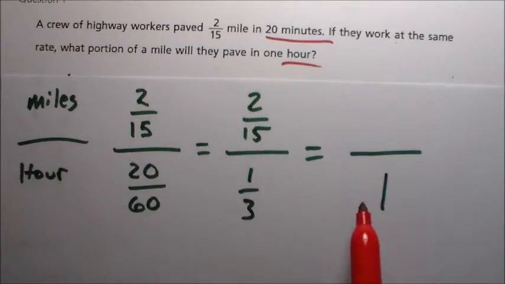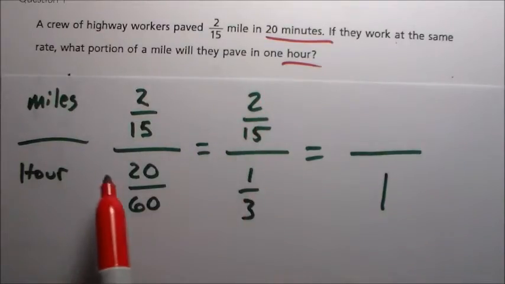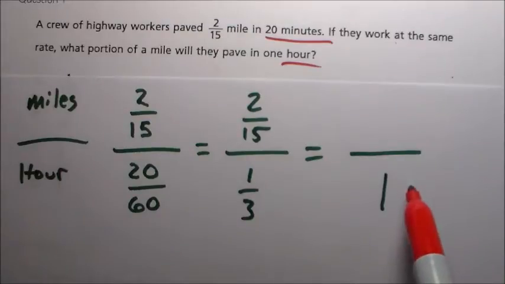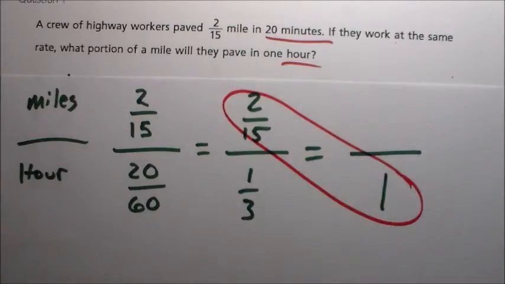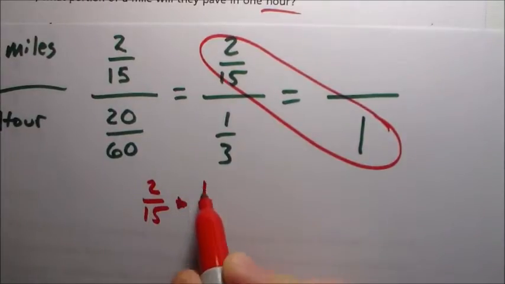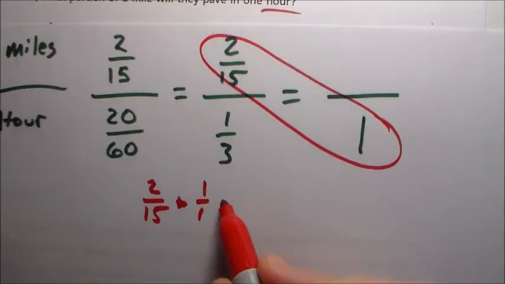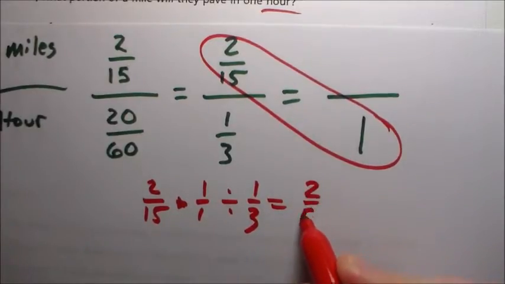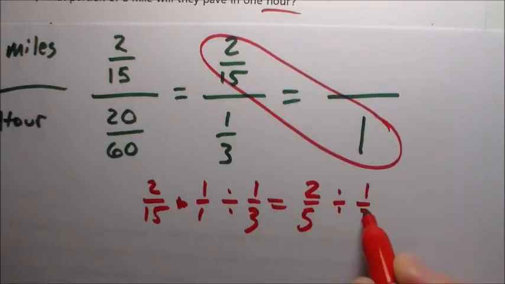All right, so here we go. We have a regular setup. You might remember this from last year from 6th grade where you have whole numbers everywhere. Well, now we have fractions, but it's the same deal. We're going to cross multiply and divide. We're going to have 2/15 times 1, which is the same as times 1 over 1, divided by 1/3. And that's going to equal, well, this times 1 just keeps it the same, right? So we have 2/15 divided by 1/3.